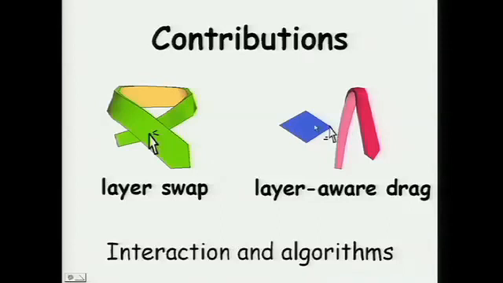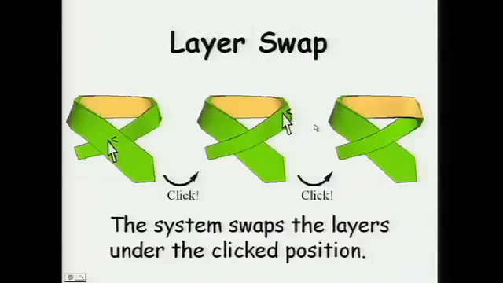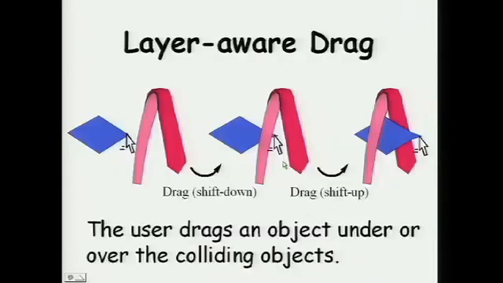Layer swap is very easy. Just click somewhere, and the system swaps the layers between the topmost layer and the one beneath the top one. If you click here, you get this result. If you click here, you will get this result. And this is completely a 3D model. And this is the second technique, layer-aware dragging. As a user drags the object, the user can specify whether to go under or go over by pressing shift down or shift up and so on.